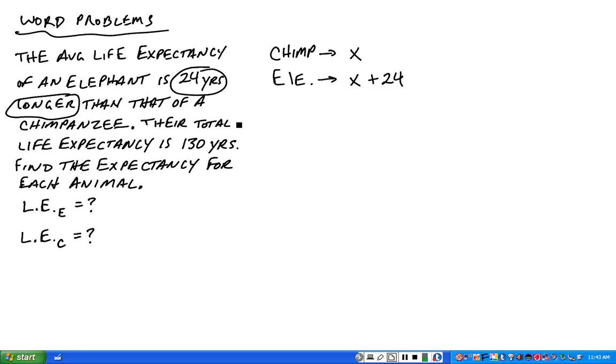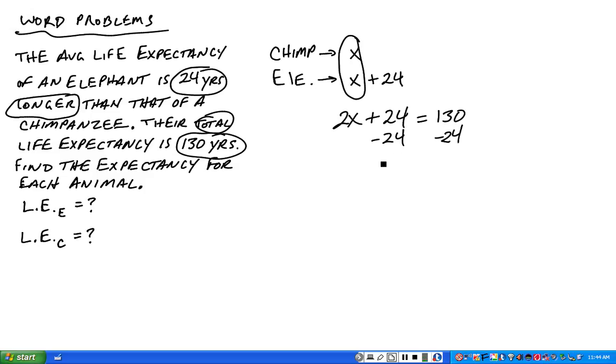Okay, so we've set up our expressions for the chimp and the elephant. Now we also know that the total is 130 years. So if we combine these, then the two combined live to be 130 years. Alright, so we set them up equal to the total of 130 years. Solve for X. What is that? 106. Divide both sides by 2. X equals, what is that? 56. Oh, not 56, 53.